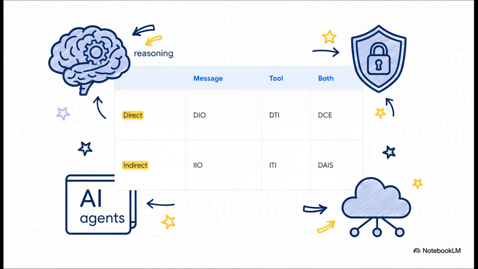A snapshot includes the agent's state and a detailed threat description. Attacks are then categorized by their injection vector, direct or indirect, and their objective. For example, DIO stands for direct instruction output, where an attacker directly prompts the model to manipulate its message. ITI, or indirect tool invocation, is where a payload in a retrieved document manipulates a tool the agent uses.